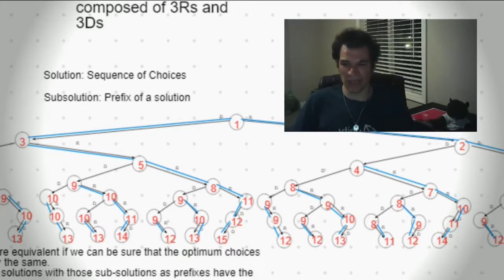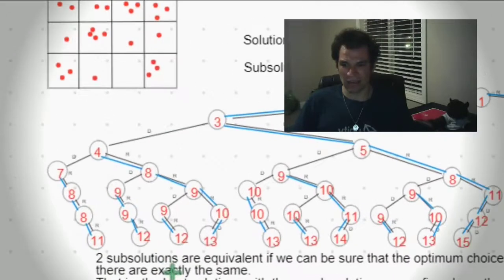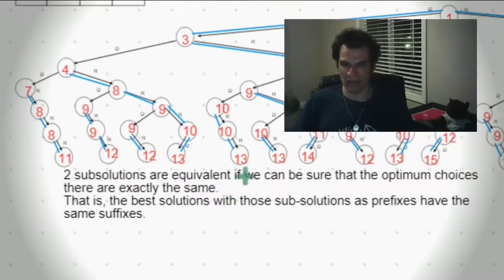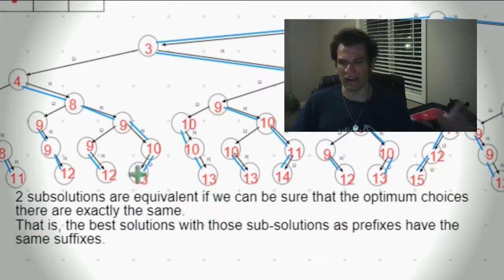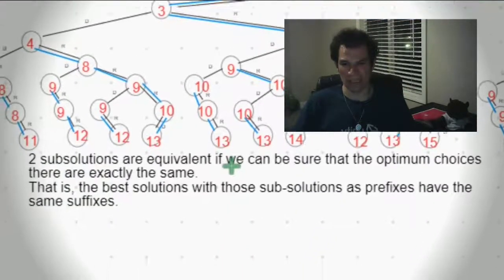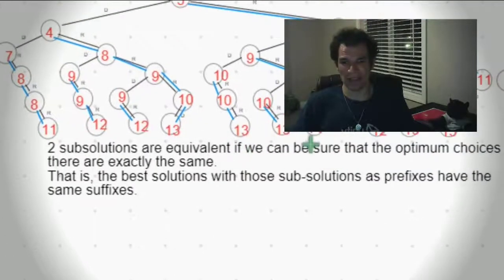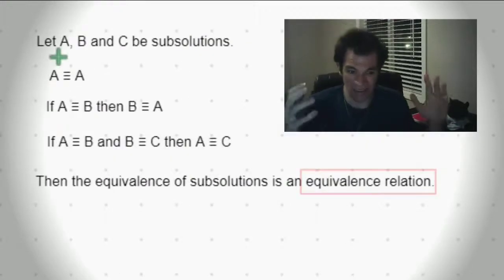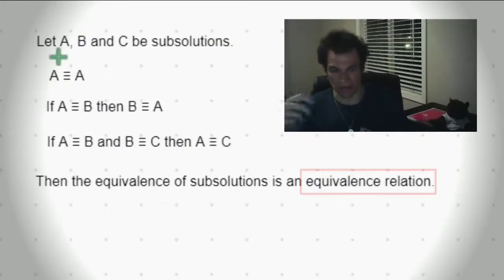And also, I think it's easier to remember that two sub-solutions are equivalent if we can be sure that their optimal choices are always the same. This definition is good enough for what we are aiming to do. So now we said that we want to separate all the sub-solutions into buckets, and each bucket would be a state.